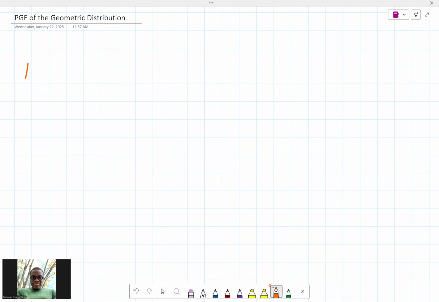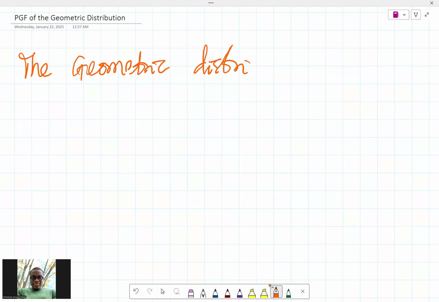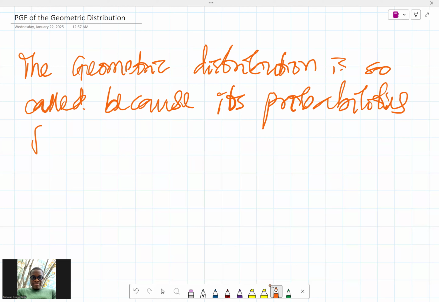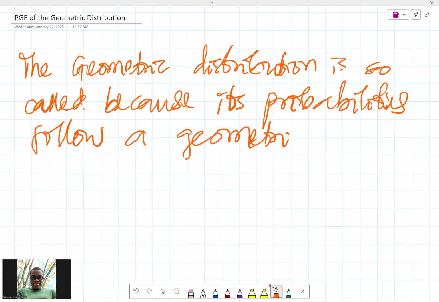The geometric distribution is so-called, it is called geometric distribution, right? Because its probabilities follow a geometric sequence. Okay, that's why it's called geometric distribution.